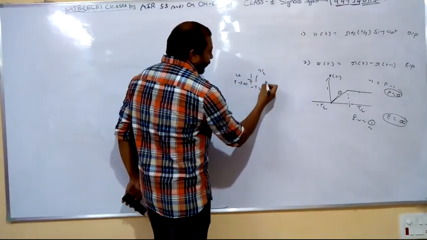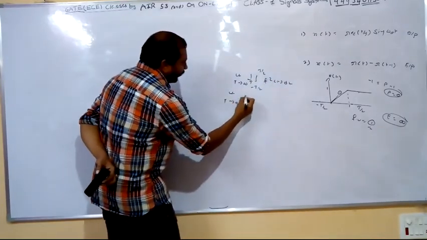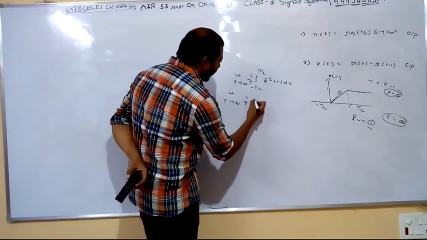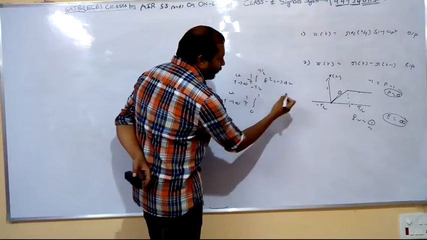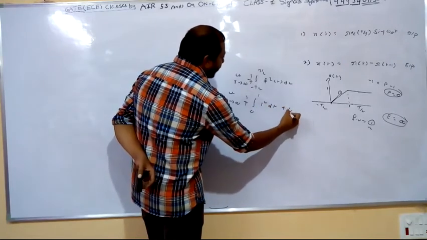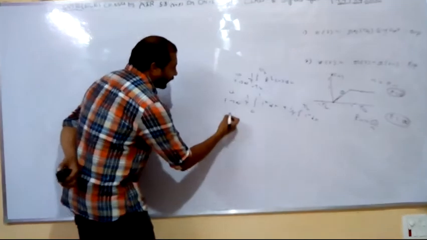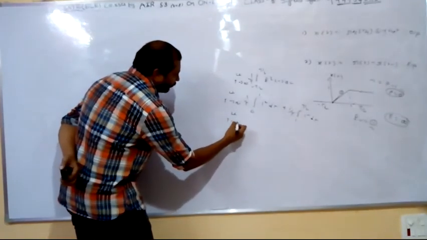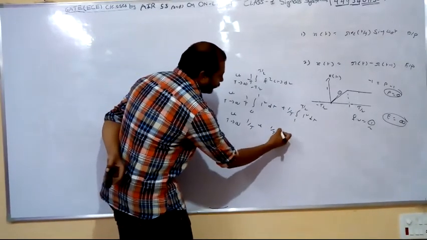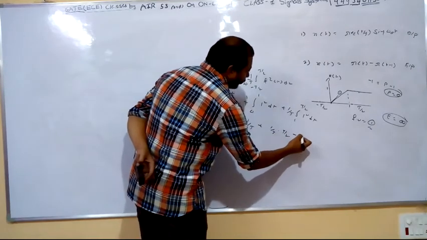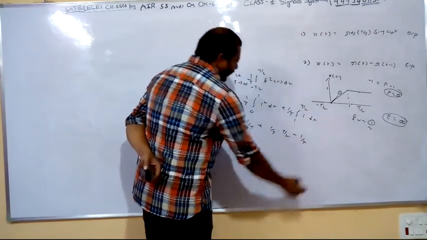Limit T tending to infinity, 1 by T integration from minus T by 2 to T by 2 of f square of t dt. I am writing this as limit T tending to infinity of 1 by T integration 0 to 1 of 1 square dt plus 1 by T integration 1 to T by 2 of 1 square dt. So this value can be represented as limit T tending to infinity of 1 by T plus 1 by T into T by 2 minus 1 by T into T. 1 square is equal to 1 only.